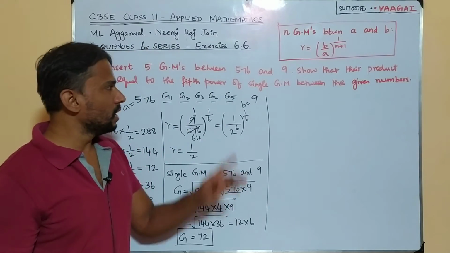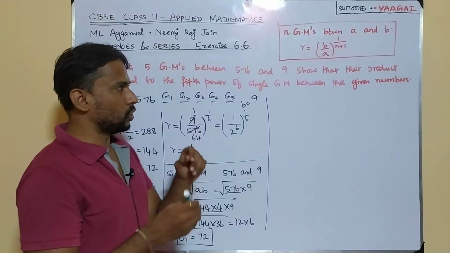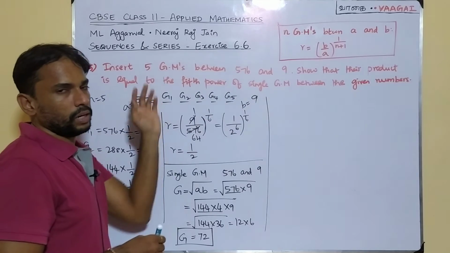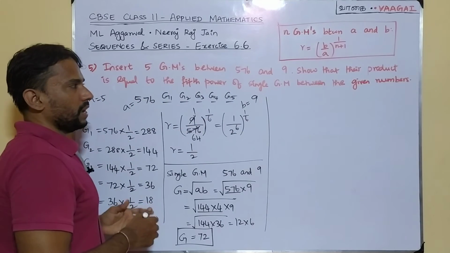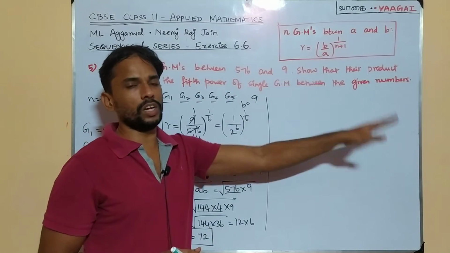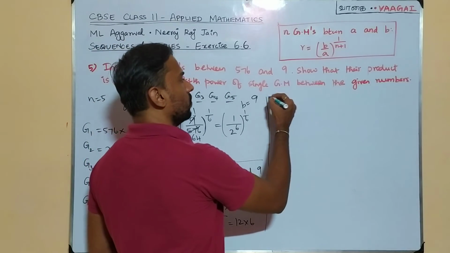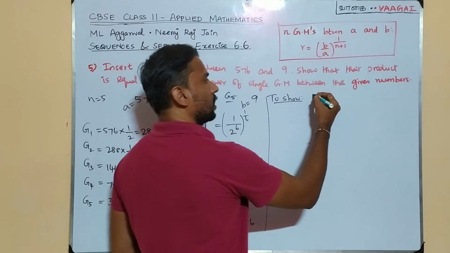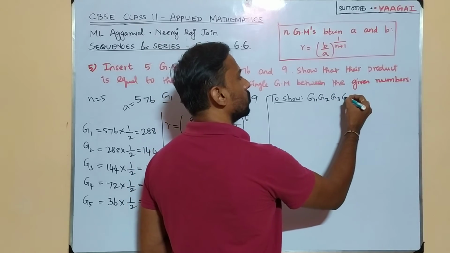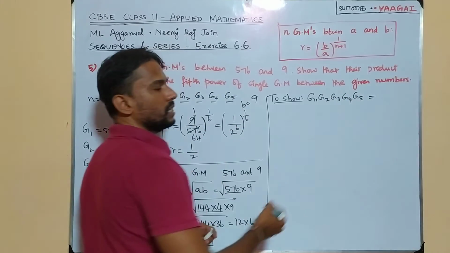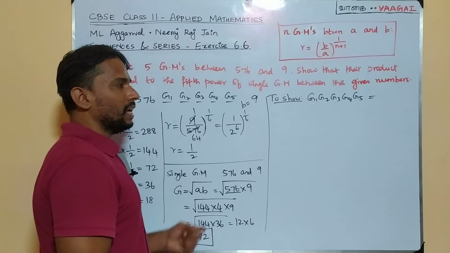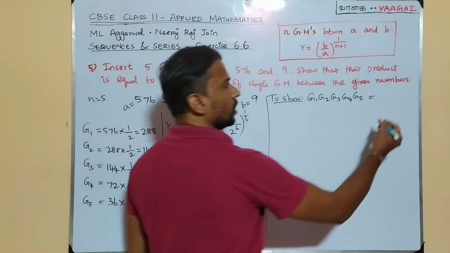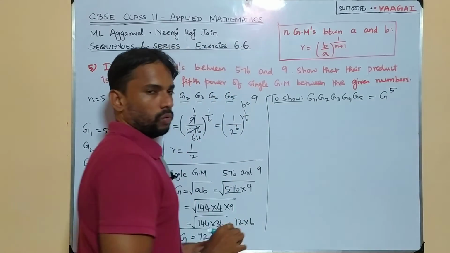What is the second part of the question? Here we are asked to show that the product of the 5 geometric means is equal to the 5th power of the single geometric mean. That is, we have to show that G1 into G2 into G3 into G4 into G5 is equal to the 5th power of the single geometric mean, that is G power 5. This is what we have to show.